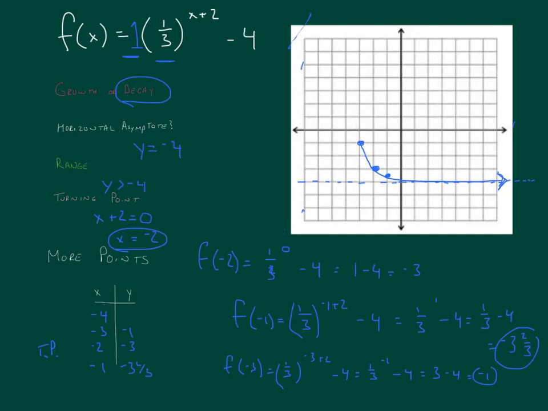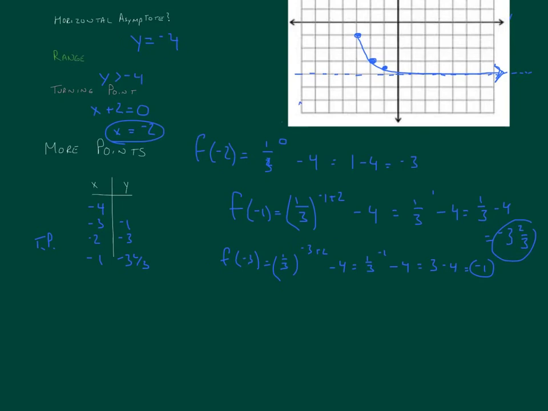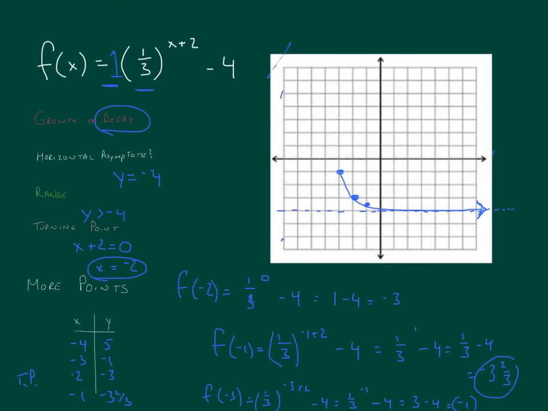If we put in a negative 4 for x, we'll get (1/3) to the negative 4 plus 2 power minus a 4, or (1/3) to the negative 2 power minus a 4, also known as 3 squared minus a 4, a 9 minus a 4, it's a 5. So we got the point (-4, 5), and that should be pretty good for completing our graph here. See if I can get it in the right spot.